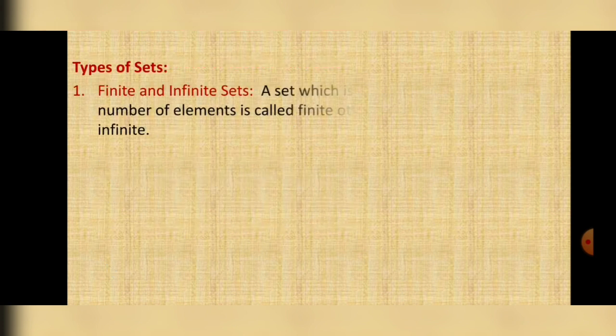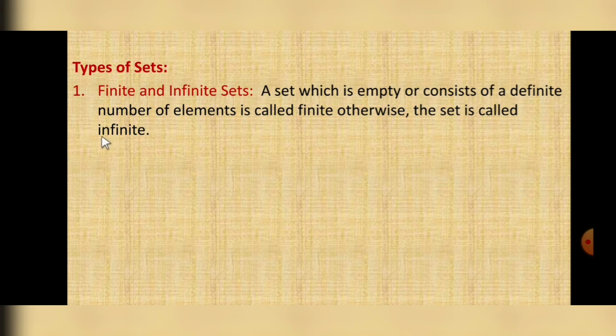The next concept is types of sets. The first one, finite and infinite sets. A set which is empty or consists of a definite number of elements is called finite. Otherwise, the set is called infinite. So students, if the set is empty, then that set we also call finite. Otherwise, if there is a definite number of elements in the given set, we call it a finite set. Otherwise, the given set is an infinite set.